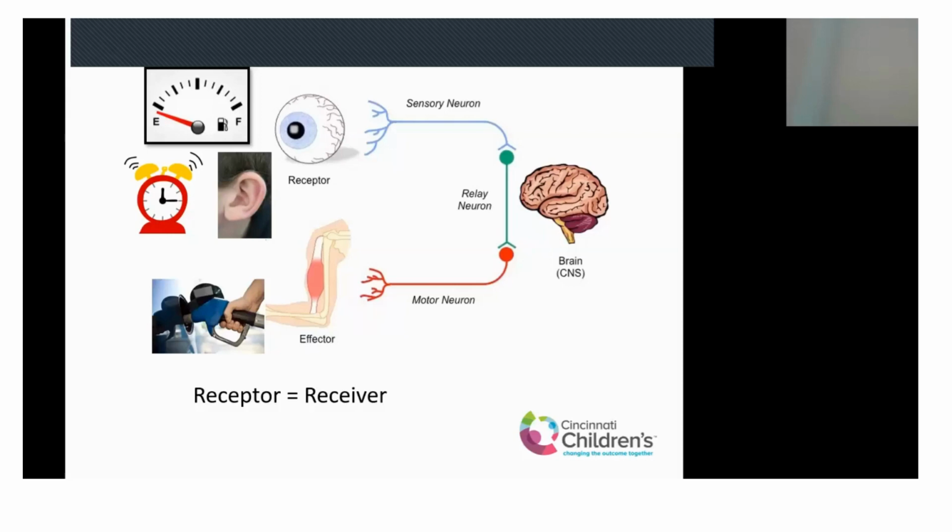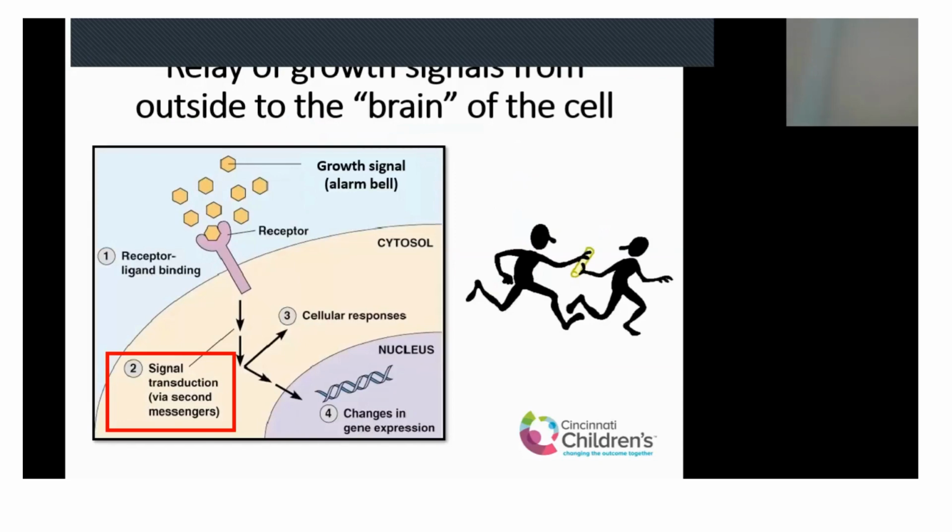It's almost the same process that happens in a cell. That whole message of the alarm bell that, hey, we need more cells, that message is received by a receptor, which is on the surface of the cell, saying we need more cells. And that signal is then transmitted to the brain of the cell, which is the DNA.